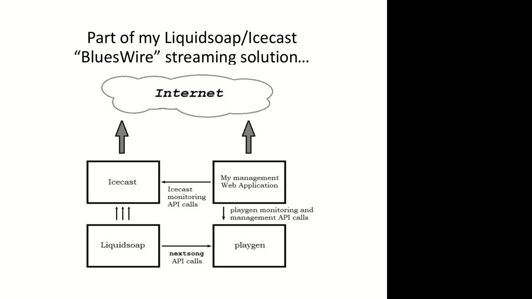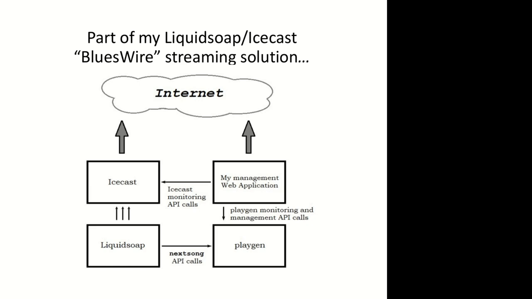So my own system here is a modest, simple system. I don't have a lot of listeners. I primarily made it for myself. But here you have Liquid Soap and several different programs streaming into IceCast. I have several different options of what I can listen to. But then internally, Liquid Soap is calling Playgen with an API call.